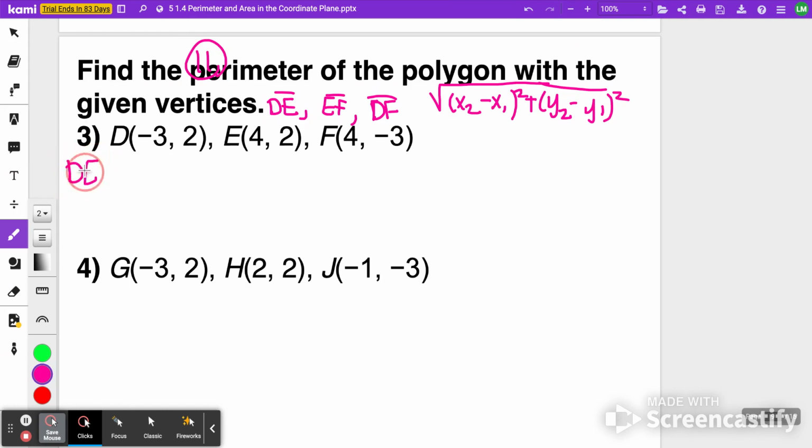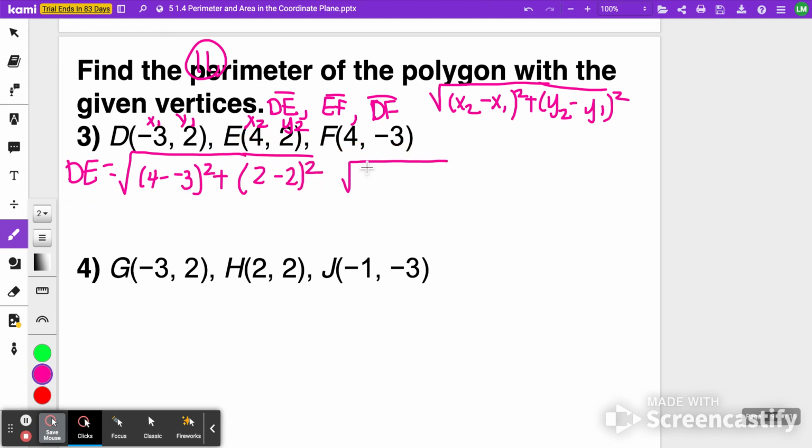DE. I'm going to label these as my x1, y1, x2, y2. The very first thing I'm going to do is find the differences in my x values. So that's 4 minus negative 3 squared plus 2 minus 2 squared for my y values. That is going to give me 7 squared plus 0 squared, which would give me the square root of 49, because 7 squared is 49, which means that distance is 7.